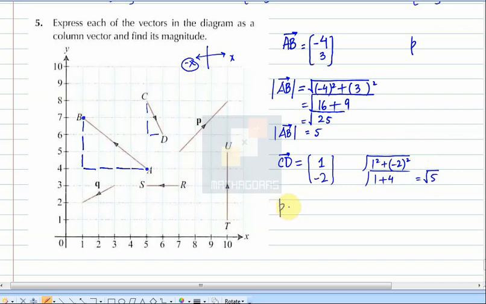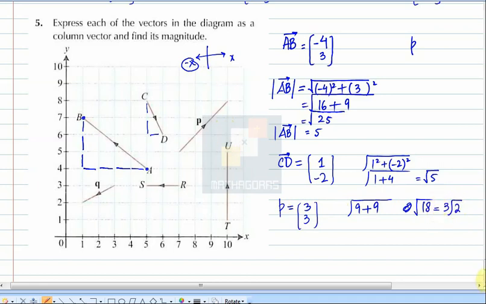If we talk about P, for P we are moving 1, 2, 3 units on the x and 3 units on the y. That is vector P and its magnitude is 3 square 9, 3 square 9, so it's √18, right? Or you can say that 3√2, both are equal.